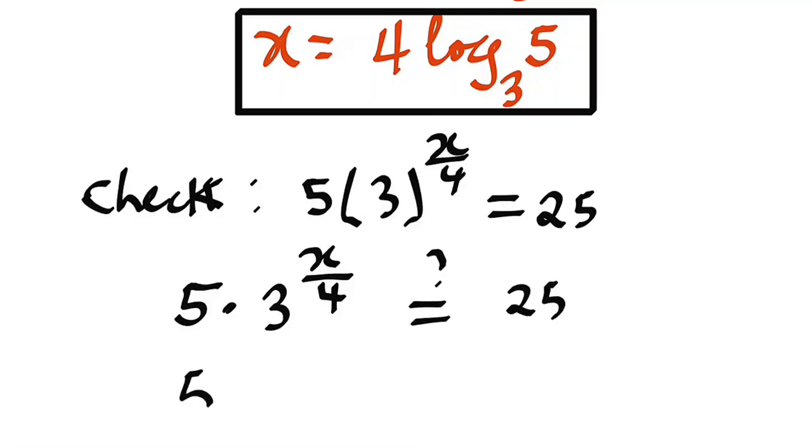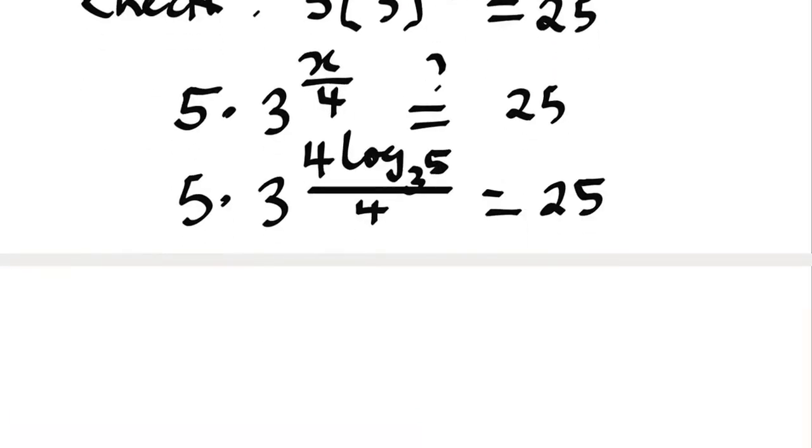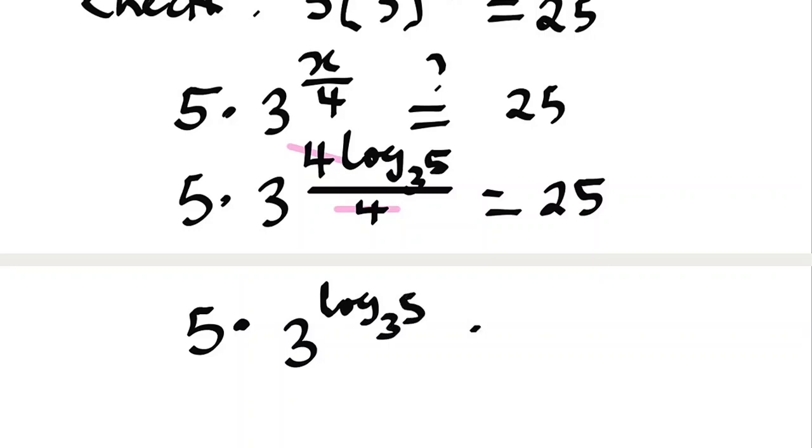If you have 5 multiplied by 3 to the power of the value of x we got, which is 4 log base 3 of 5, divided by 4, equals 25. Are you following? Now from there, you have 5 multiplied by 3, and you see that this 4 cancels this 4 here. So you are left with log base 3 of 5. Then will this give us 25?